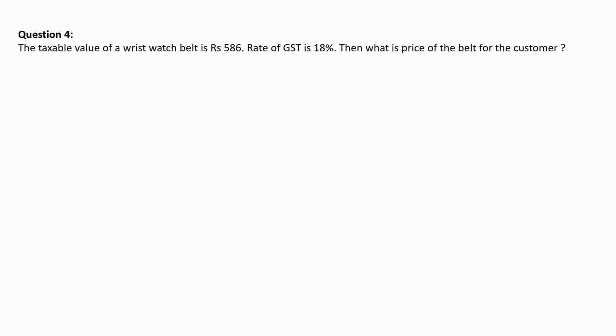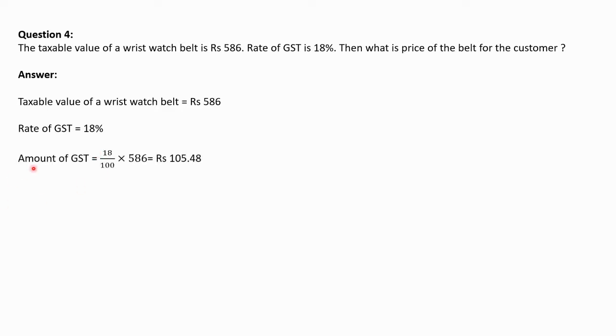Question 4. The taxable value of a wristwatch belt is rupees 586. Rate of GST is 18%. Then what is the price of the belt for the customer? So the taxable value of the wristwatch belt is rupees 586, which is given in the question. Rate of GST is 18%, also given in the question. Amount of GST will be 18% of your taxable value. So 18 upon 100 into 586 will be 105.48.